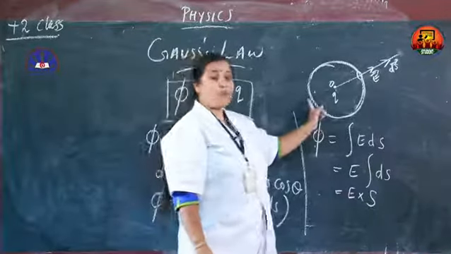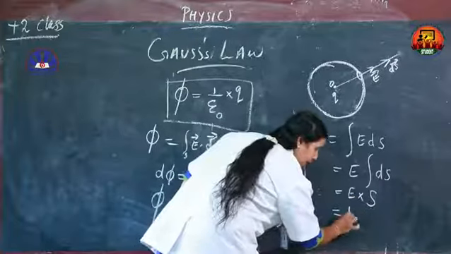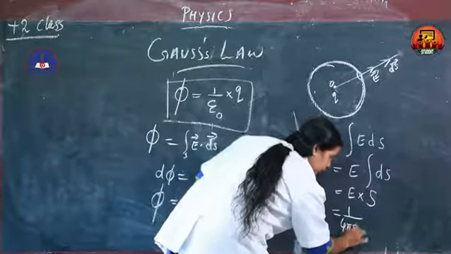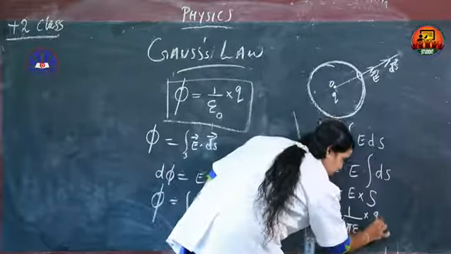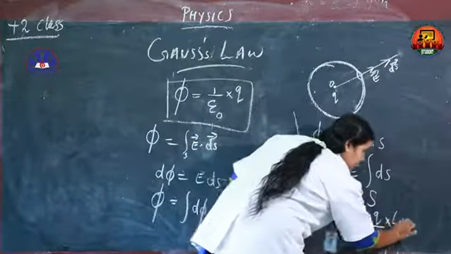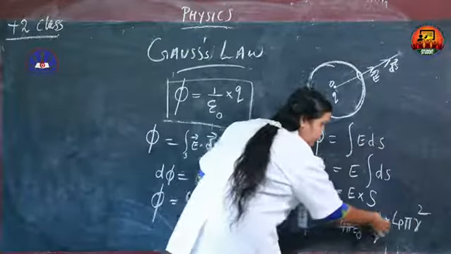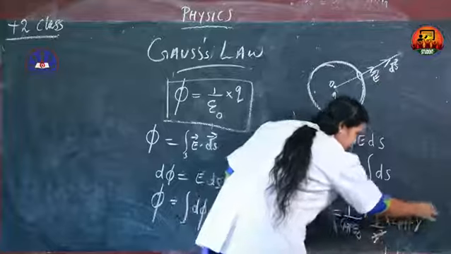It is 1 by 4 pi epsilon 0 q by r square. That means you can give E as 1 by 4 pi epsilon 0 into q by r square into S. What is S? The surface area of a sphere is 4 pi r square. So that we can cancel 4 pi, you can cancel r square.